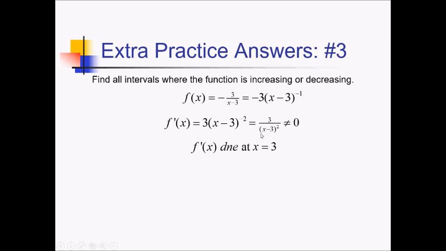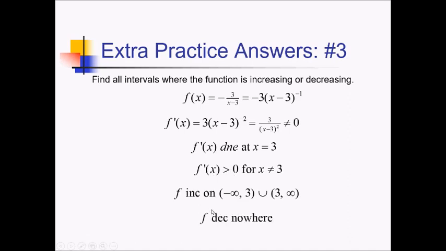Now, before you go ahead and stick this on a number line and do sign analysis, take another look at this fraction. The numerator is positive. The denominator has to come out positive because you're squaring whatever you plug in there. So this thing is actually going to be positive as long as x does not equal positive 3. Therefore, this function is going to be increasing. F is going to be increasing from negative infinity to 3, union 3 to infinity, basically increasing everywhere except for 3. In terms of decreasing, well, it's never negative. F prime is never negative, so that means that f is decreasing nowhere.